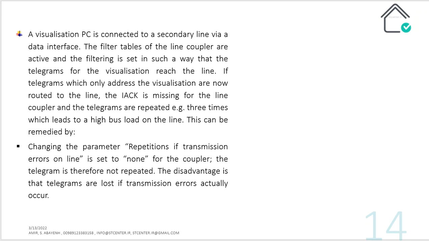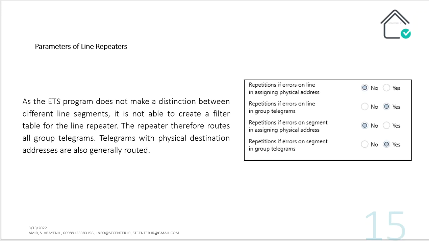Please note that we never change this parameter by default in couplers. We keep it, okay? In some cases, maybe you need to change it. If you know you have some transmission error, and you do not want to receive it again and again or repeat it again and again, you block it. That's it.